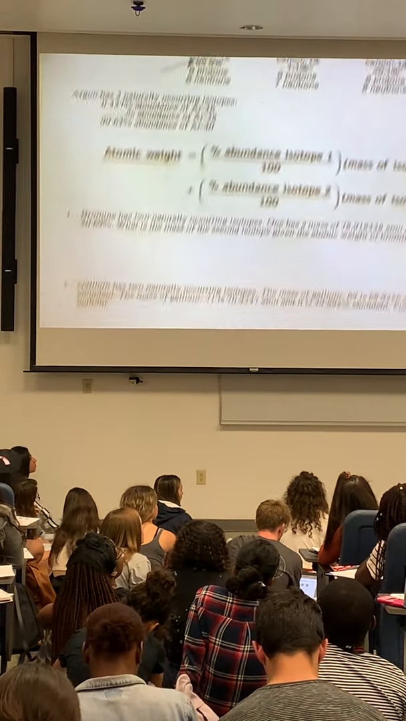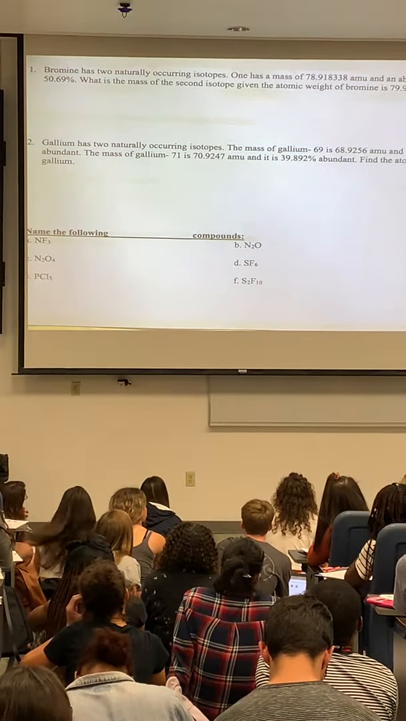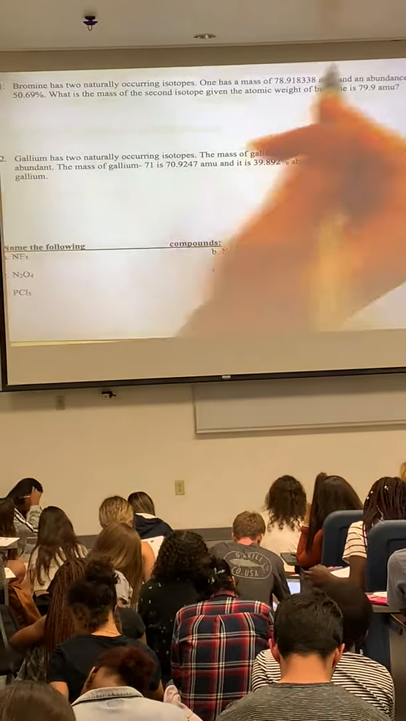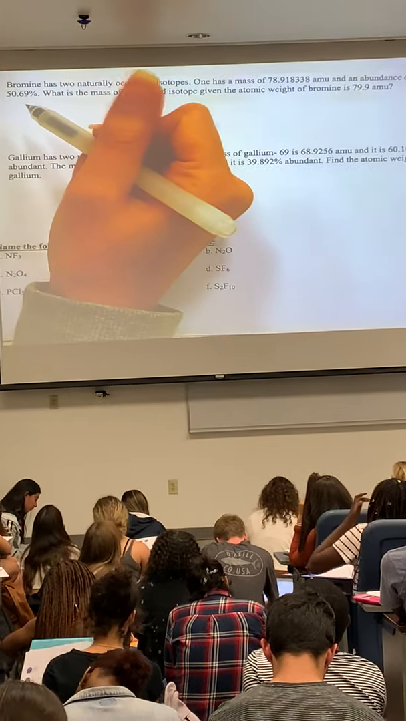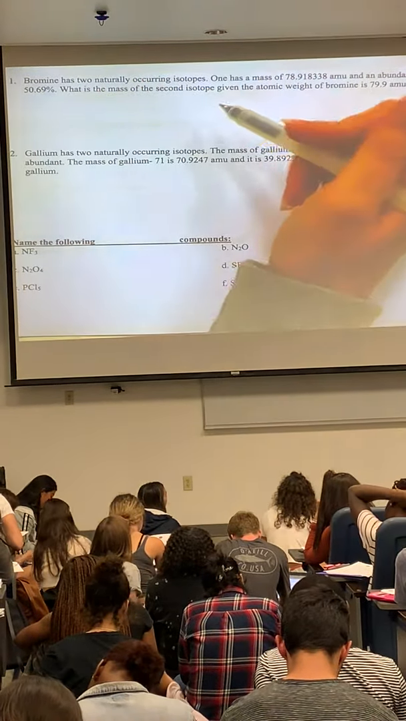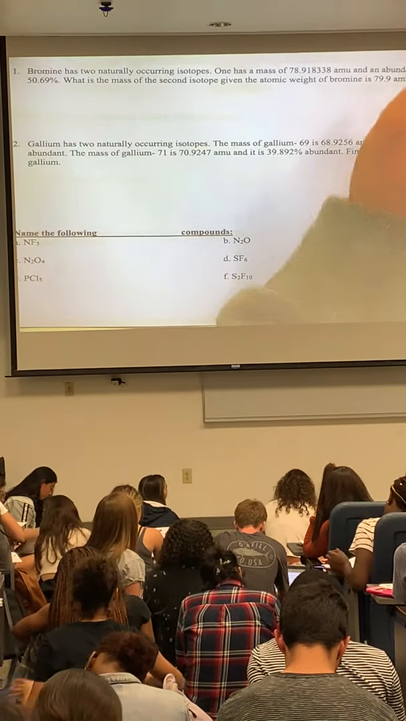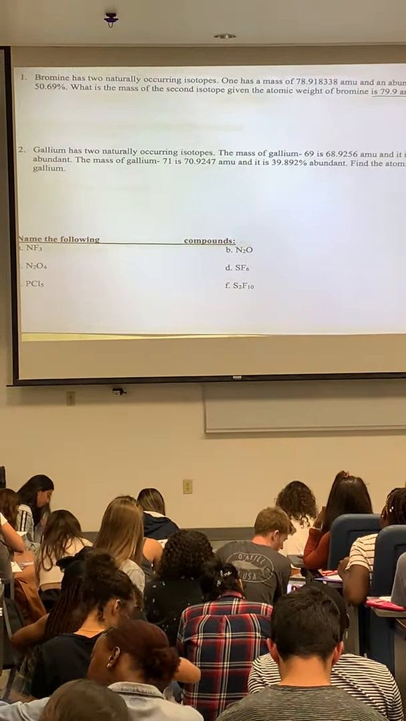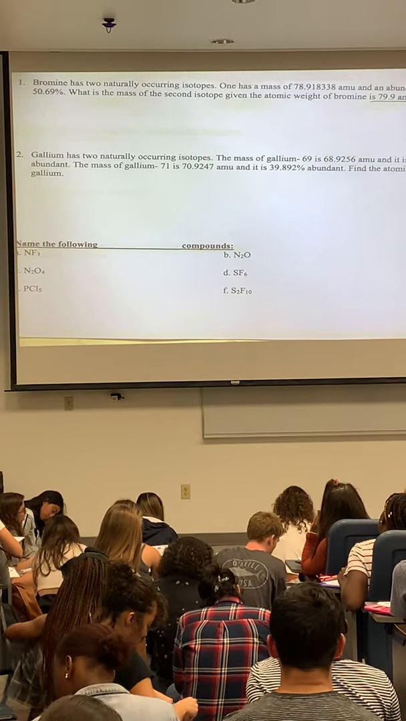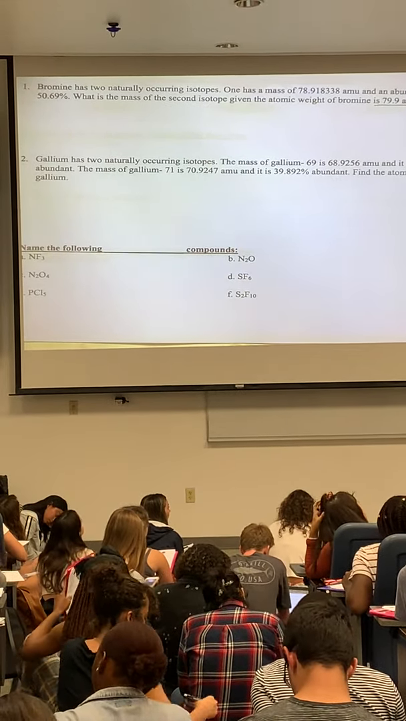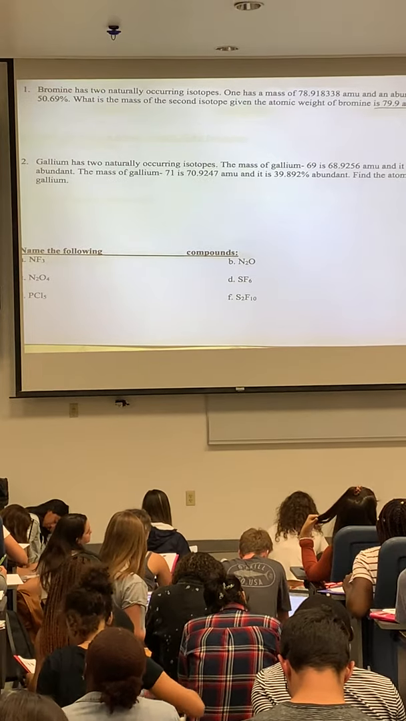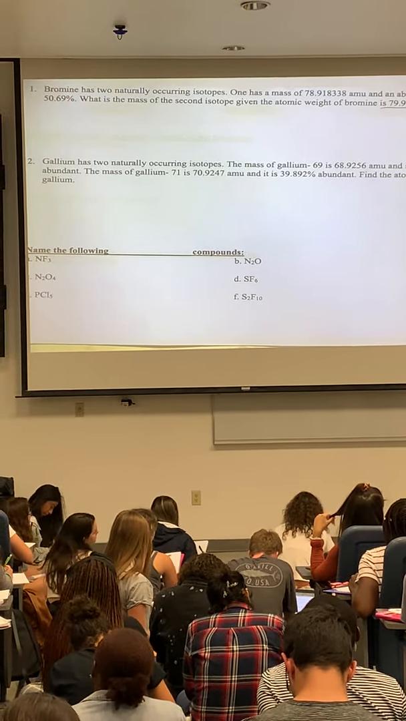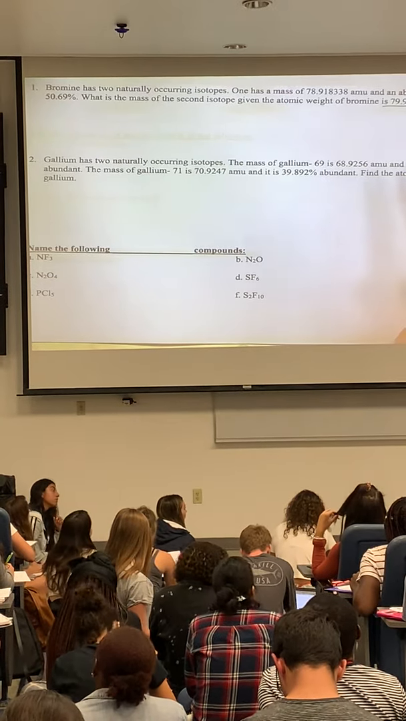But we are going to do a couple of problems. If bromine has 2 naturally occurring isotopes, one with this mass and an abundance of 50.69%, what is the mass of the second isotope given that we know the average atomic weight of bromine? So in this question, it's a little bit different. On the exam, if they give you real elements to work with, then they're not going to ask you to solve for the average atomic weight of that element because it's already on the periodic table. They'll probably ask you something like this.